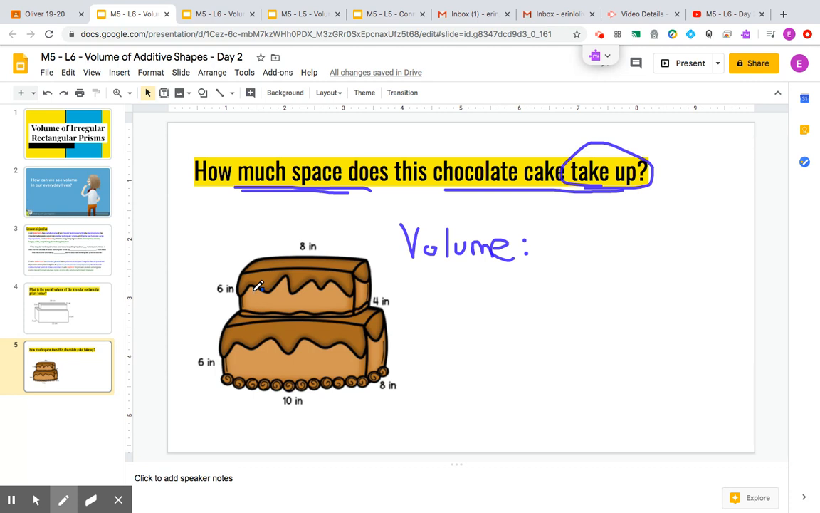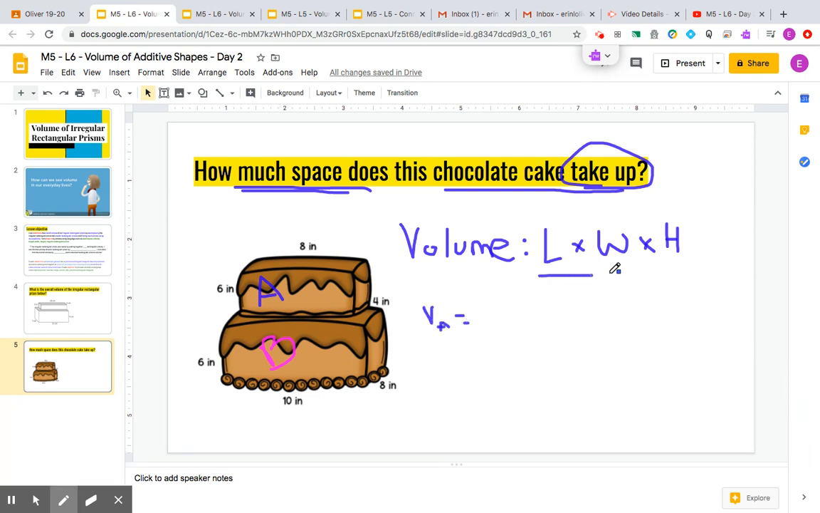Now, it is irregular, and I call it irregular just because I can see it is not one perfectly put together rectangular prism. I can see one prism on the top and one on the bottom with different measurements, and that's what makes it irregular. It's our job to find the overall volume. So just like our first problem, we're going to break it into two pieces. A on the top, B on the bottom, and then our overall. So let's find the volume of A.